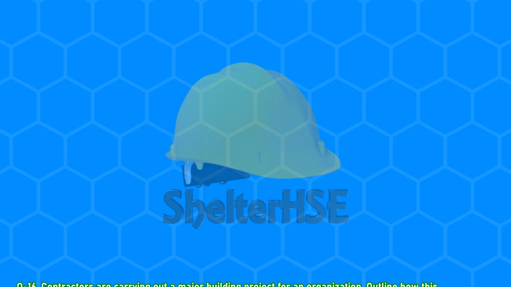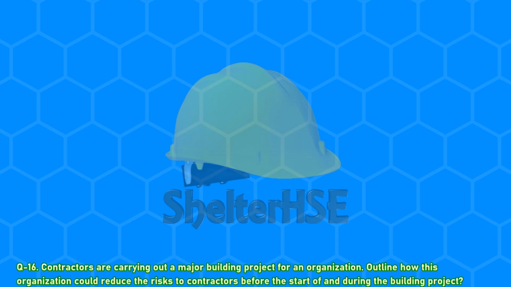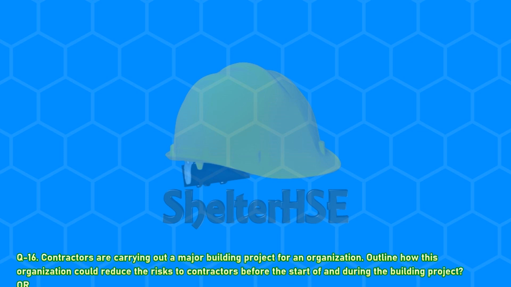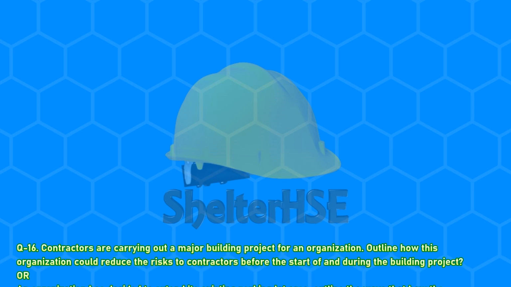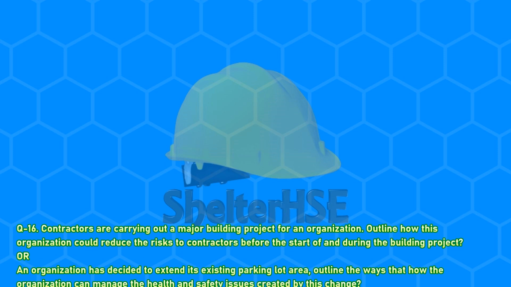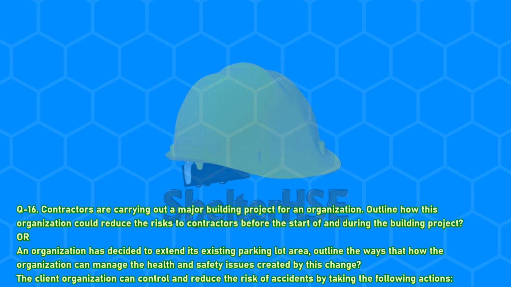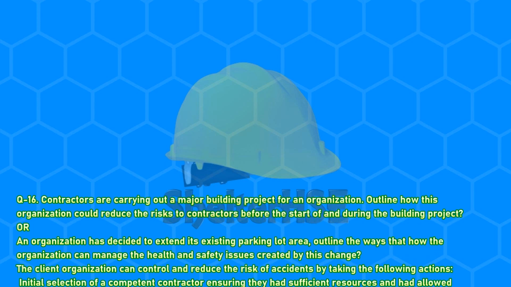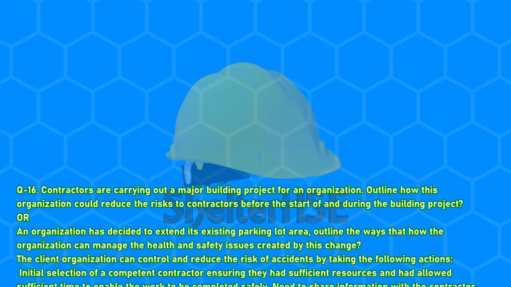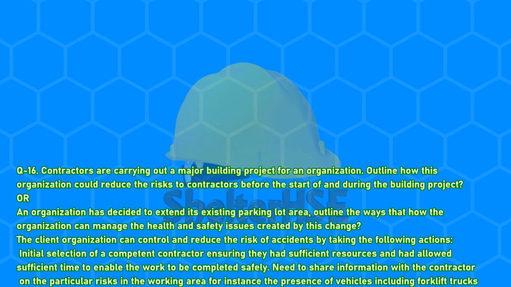Question 16. Contractors are carrying out a major building project for an organization. Outline how this organization could reduce the risks to contractors before the start of and during the building project. Or, an organization has decided to extend its existing parking lot area. Outline the ways that the organization can manage the health and safety issues created by this change.